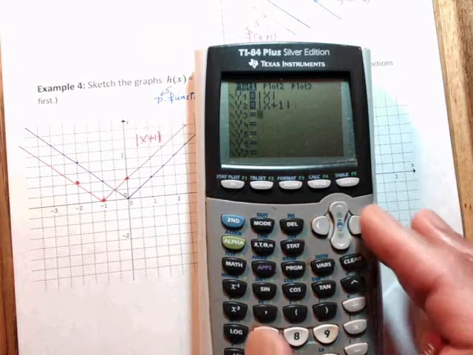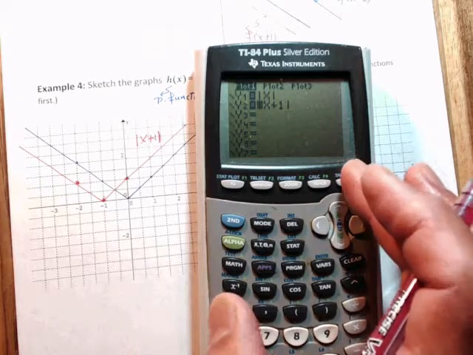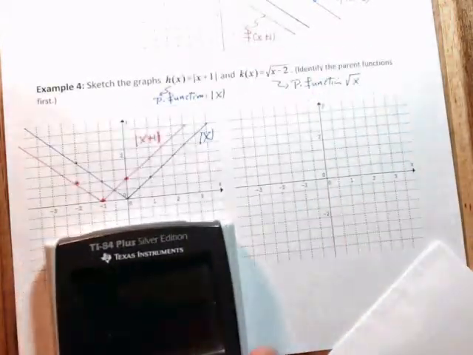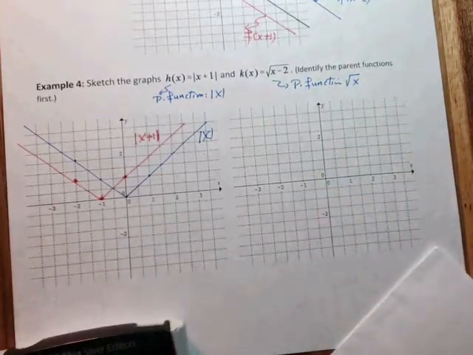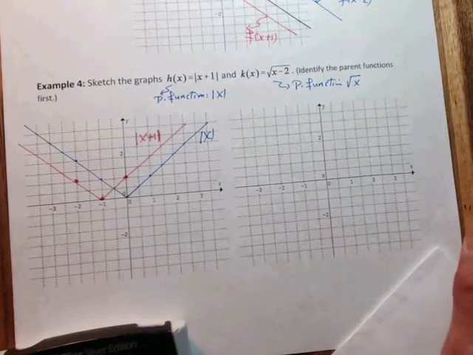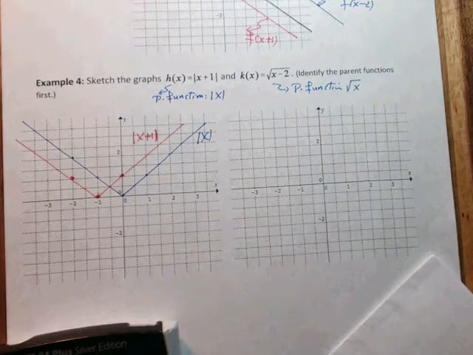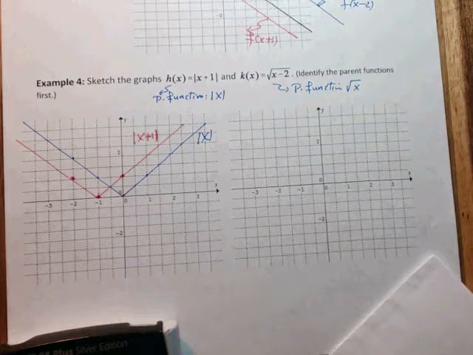Okay, so I'm going to graph both of them and see what happens. You see, it's moved to the left by 1 unit. It is exactly like what I have. Okay. Now if you want to do this guy, now the next one, you're going to do this one.